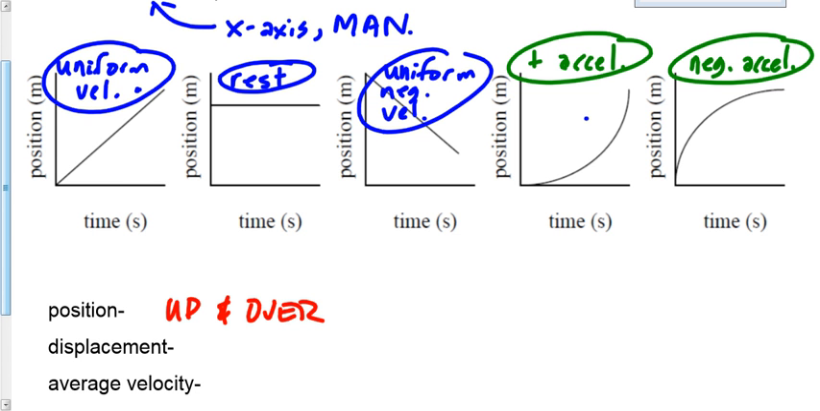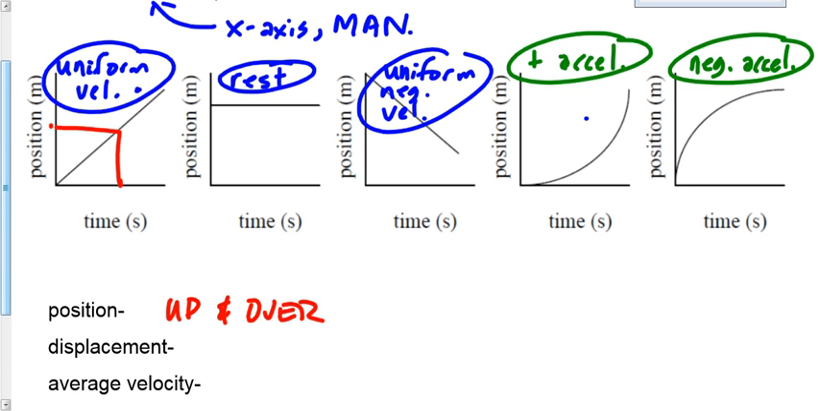So if I want to find the position at 6 seconds, I go over to 6 seconds, I go up and over, bam, there's my position. Easy. That's the easiest thing you can possibly do. That might be the easiest thing in Physics 20. You want to find position on a position time graph, just go up and over, no calculation involved.